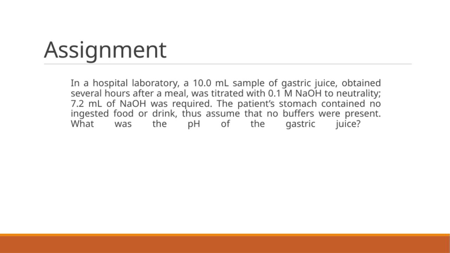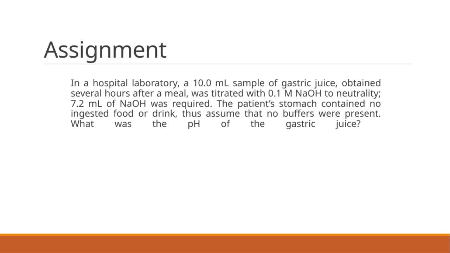The key here is understanding what this titration tells us about the original pH of the gastric juice. Because we added a known concentration of NaOH until neutralization, we can determine the amount of hydrogen ions initially present. From there, calculating the pH becomes straightforward.